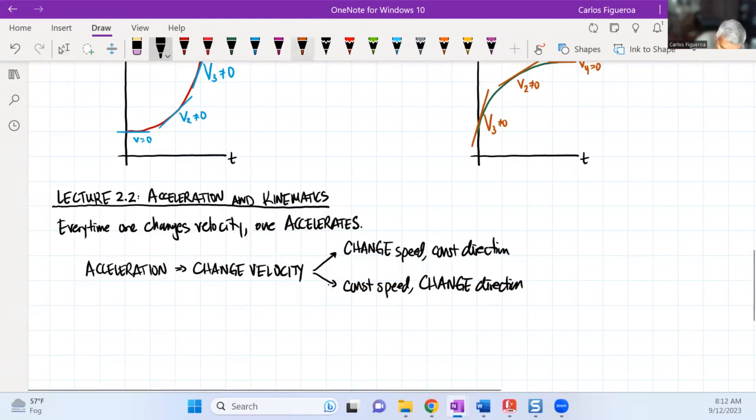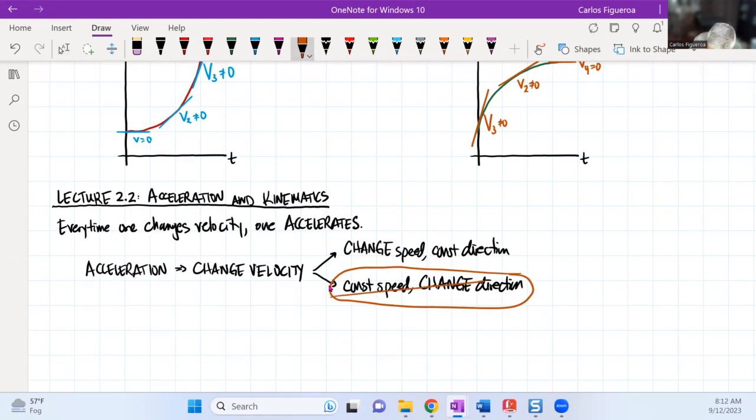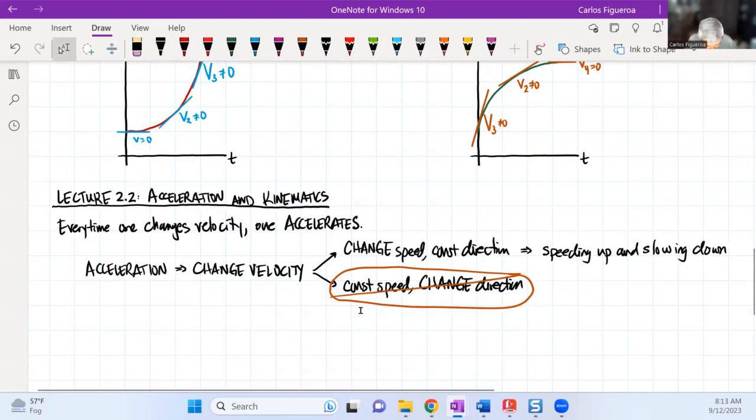We are only interested in the first situation. We are not going to do that. And like I said, we'll wait for this a little bit until chapter 5 or 6. So this immediately implies that we're only looking at speeding up and slowing down. That's the only thing that we can handle here.